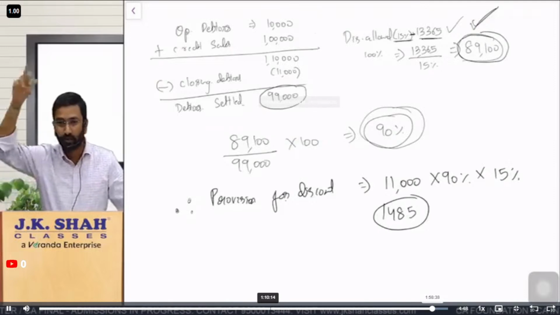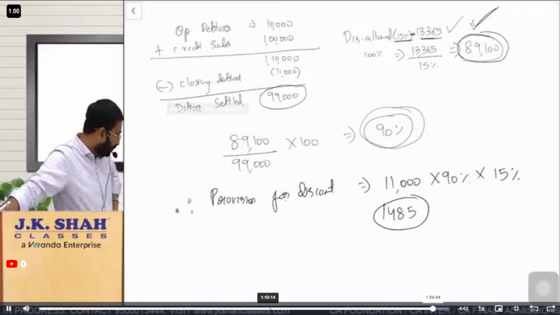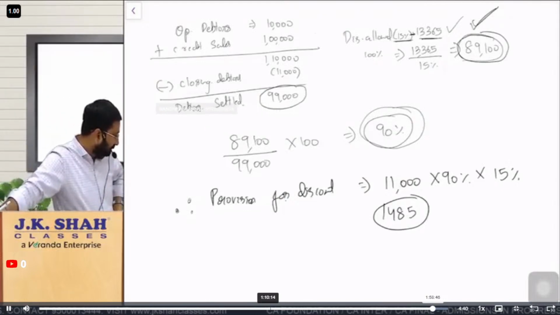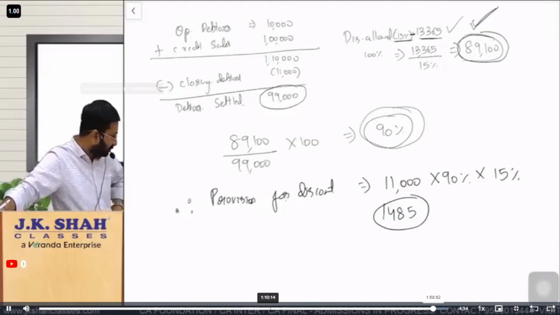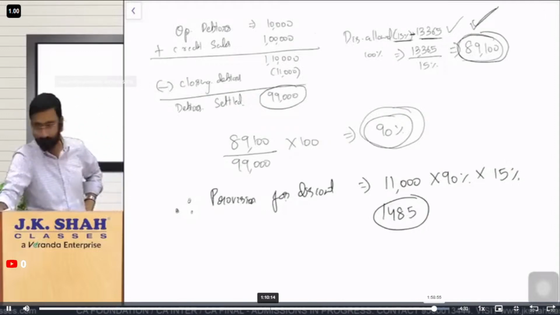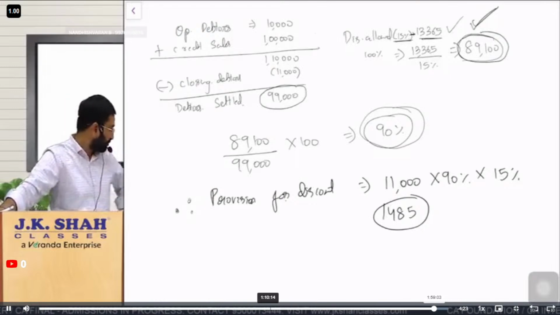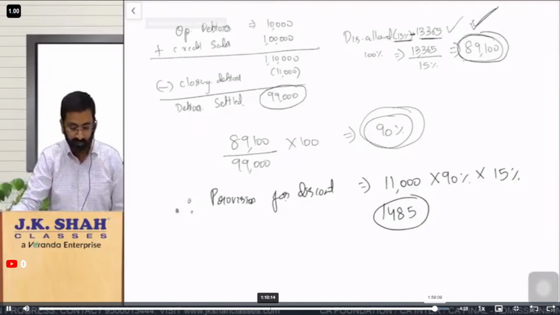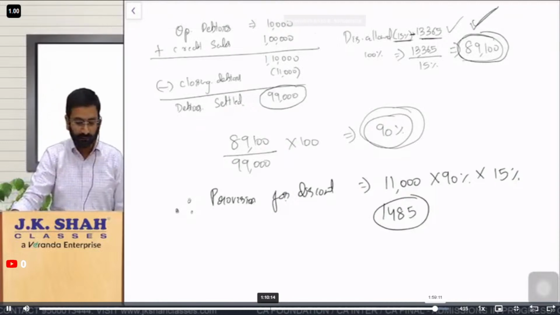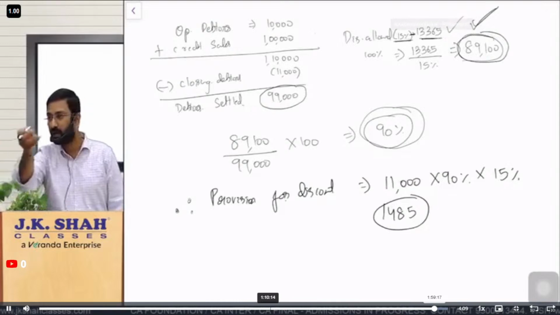Put that amount in the P&L account. Provision for discount 1,485. Easy. So provision for discount of 1,485 goes on the debit side of the P&L account.